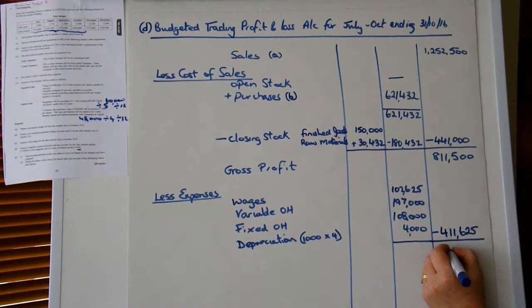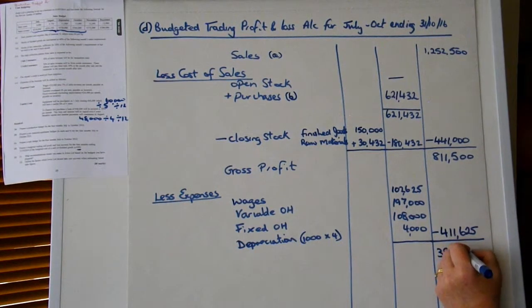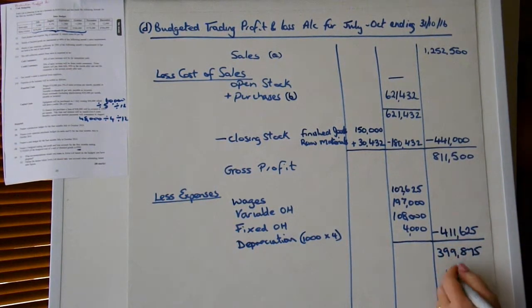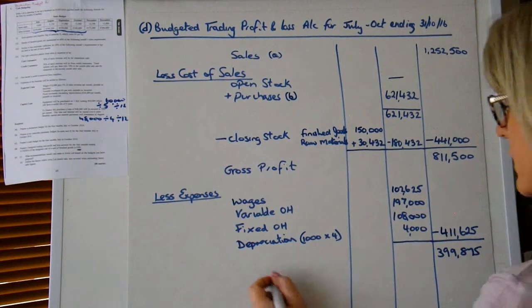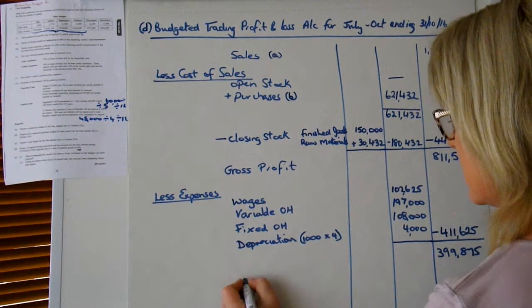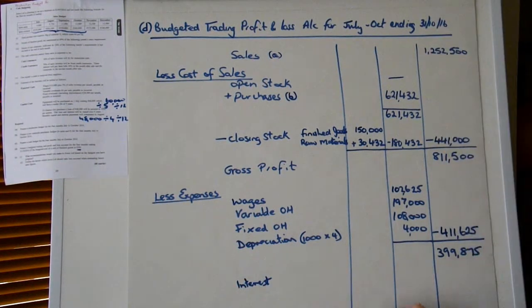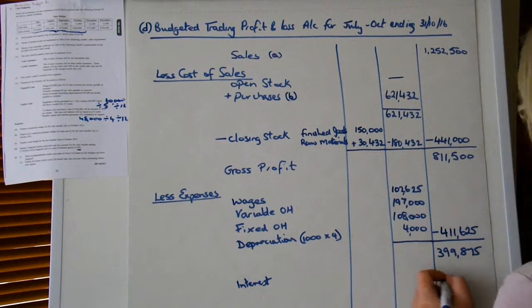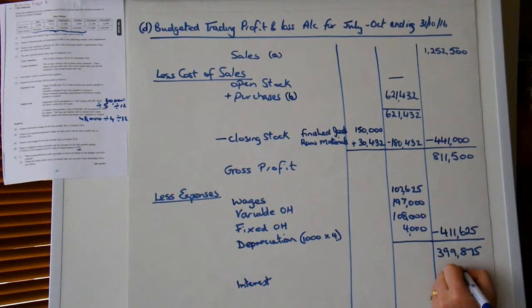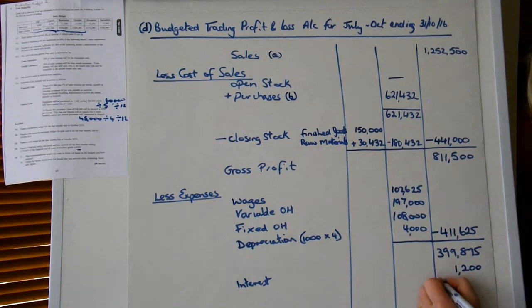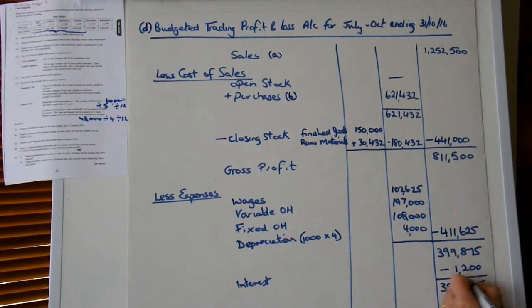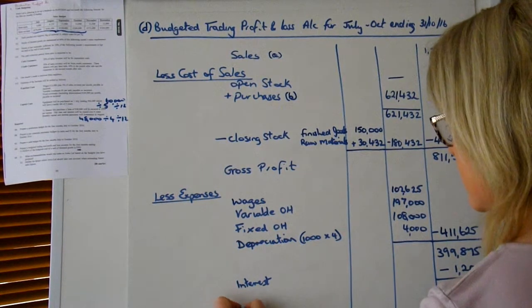So that gives us a net profit here of 399,875. That's our profit before interest. And we know that we do have this interest on the loan, and again you get that figure for the 4 months. Interest on the loan comes to 1,200. In fact, it was for 3 months, because we started paying it in August. So 1,200 there is coming out of our profits, to leave us with net profit then of 398,675. So that's my net profit.